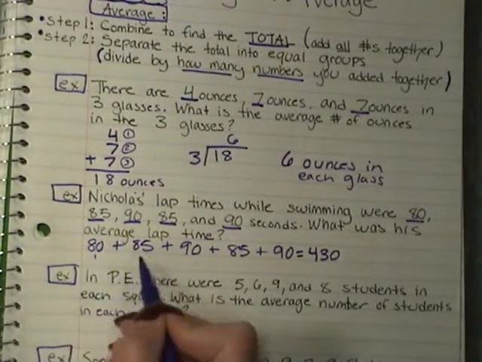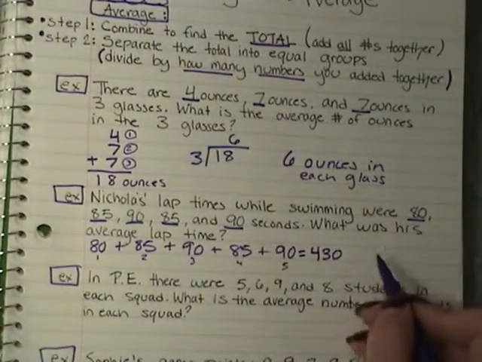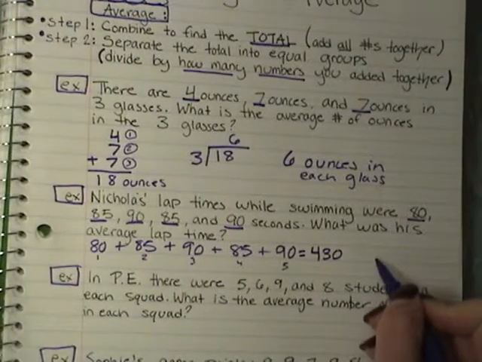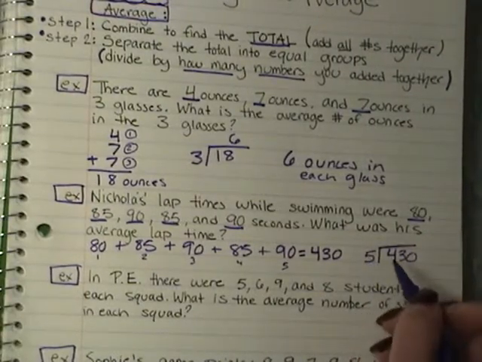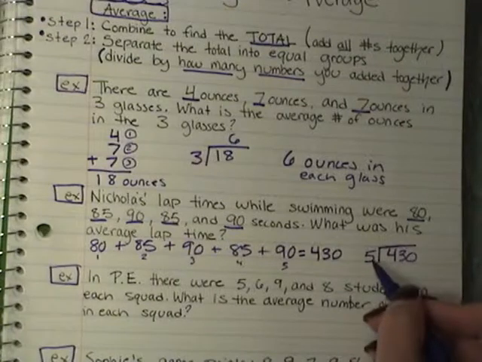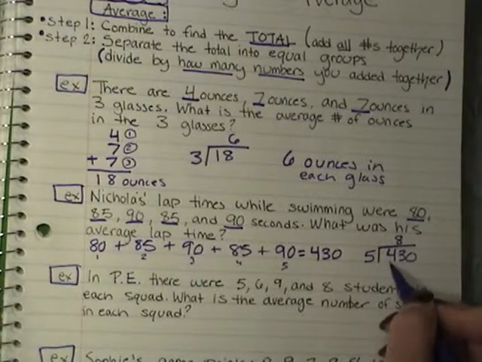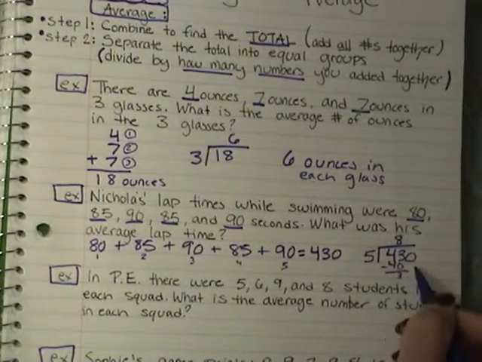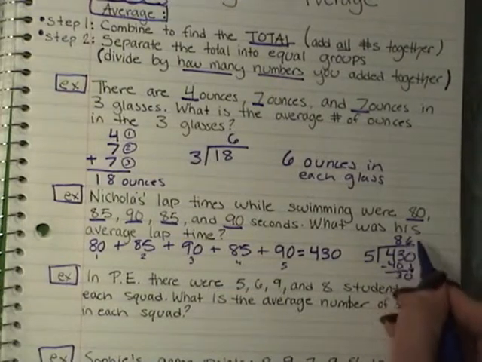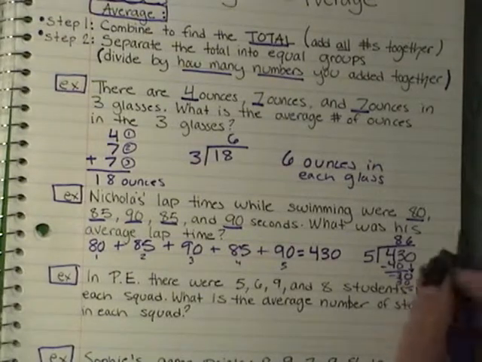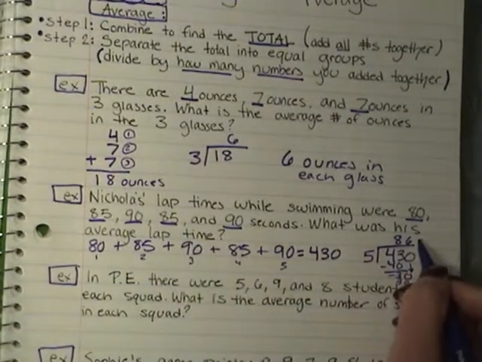So now you're going to have to divide by how many numbers you added. So go back and count. 1, 2, 3, 4, 5. Okay, so then I'm going to take 430 and divide by 5, because I had 5 separate times. 5 goes into 4, doesn't work, but 5 can go into 43. How many times? 8. 8 times 5, 40, minus 3. Bring down your 0. How many times can 5 go into 30? 6. 6 times 5, 30, minus 0. 86 is your average. So what was his average lap time? 86 seconds.